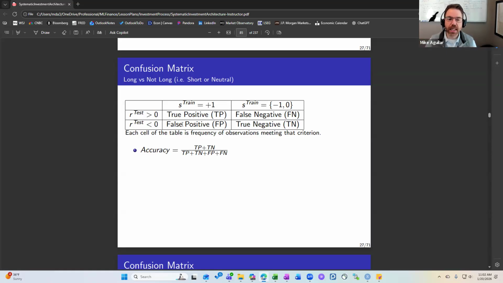What about bad? I want to count false positive. How many times I said, let's go long, but it turned out to be bad, false positive. I want to count false negative. How many times I avoided it, but it was actually good, right? So false positive, false negative are 2 different types of mistakes. One where I took an action I shouldn't have, false positive. One where I did not take action when I should have, false negative.